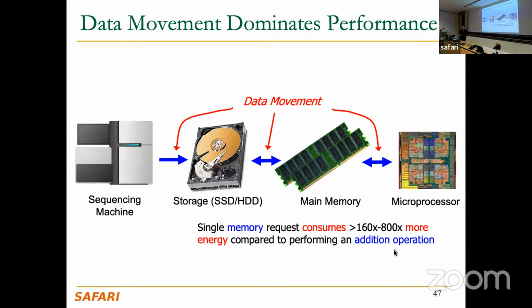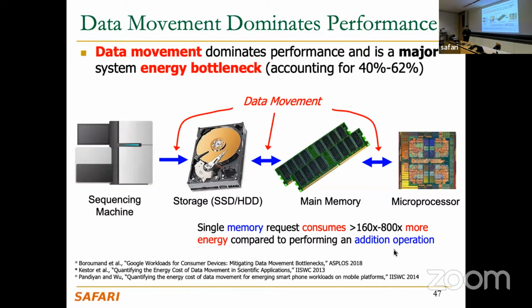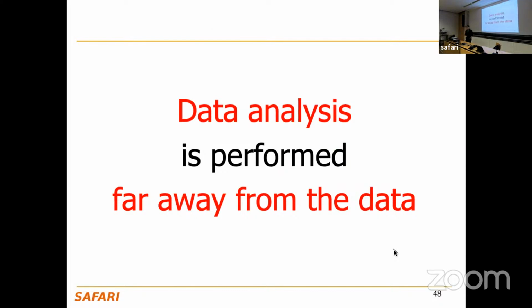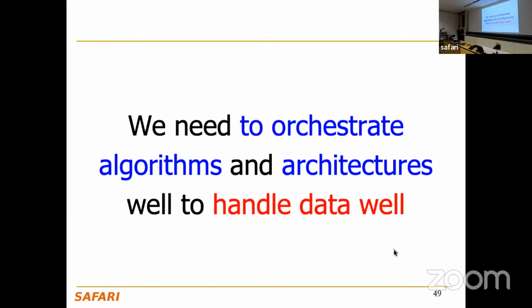So this is very costly, not just in terms of the performance and the latency it causes, but also in terms of the energy. Especially if you're targeting portable and in-field analysis, the energy is a big concern. For that, you really need to reduce this data movement so that you can accelerate the analysis itself. Basically, the computation is performed far away from the data, and we need to close that gap. This means that we need to orchestrate the algorithms and architectures well to handle the data well.